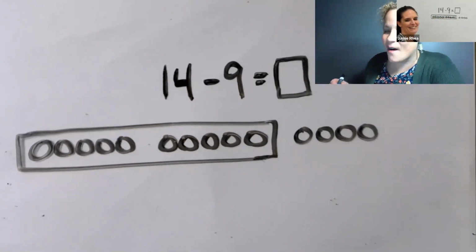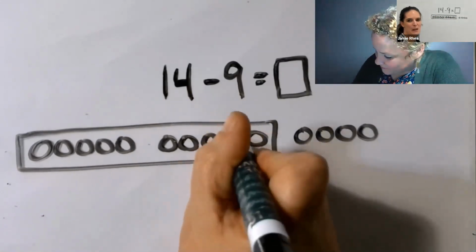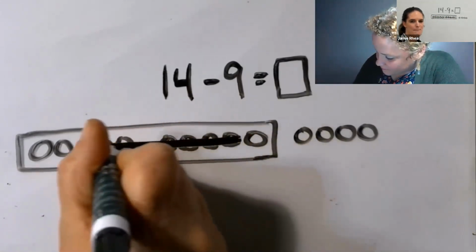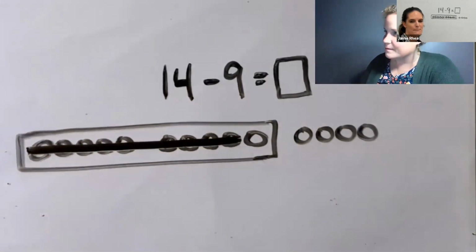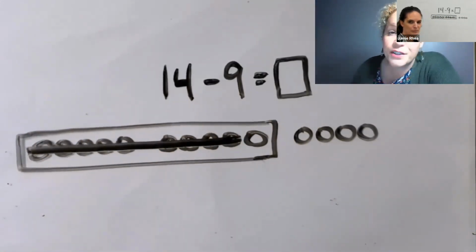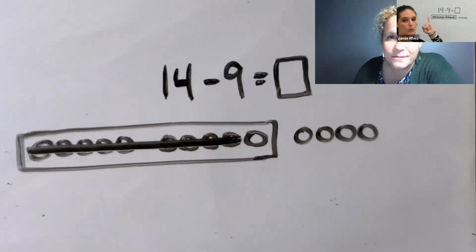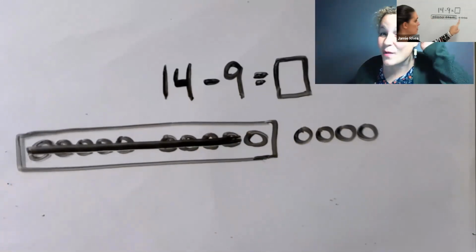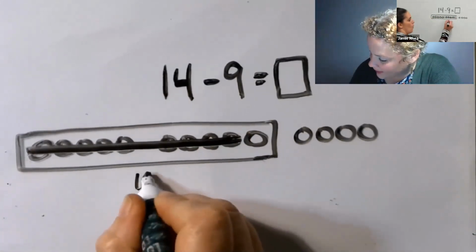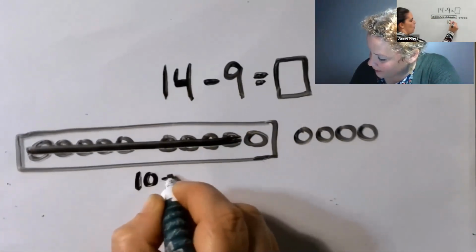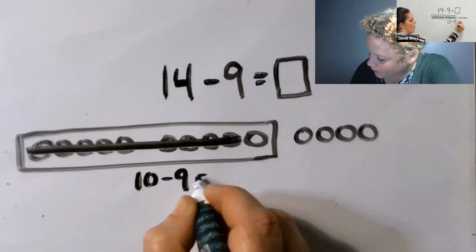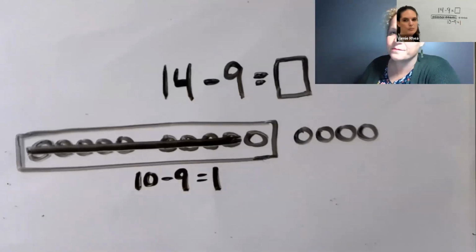Let's take away 9 all at once. How much do we have left inside the frame when we take 9 from 10? I only have 1 left. We have 1. Let's write that down. 10 minus 9 equals 1.